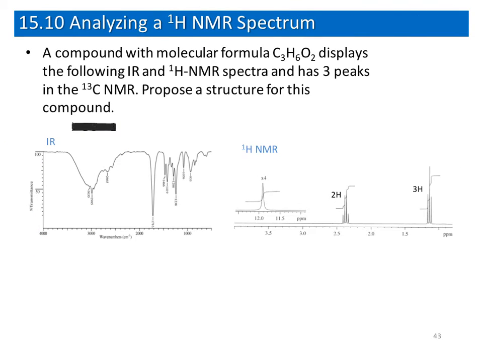So in this practice problem, we are given hydrogen NMR, IR, and carbon NMR. Carbon tells us that we have 3 peaks for this structure. The molecular formula is also given, so we can calculate HDI.